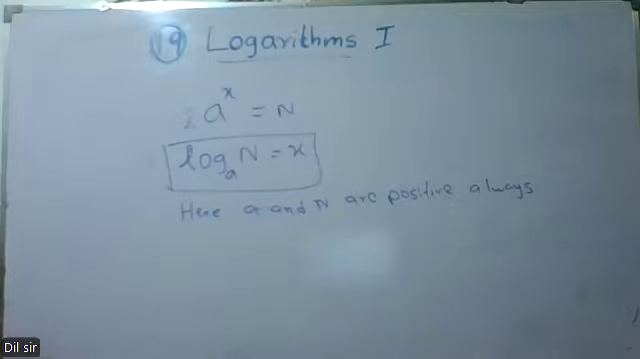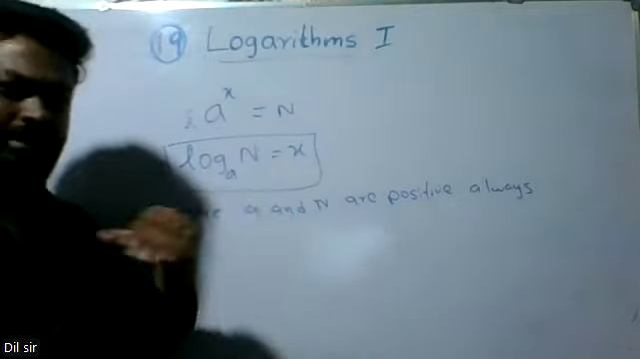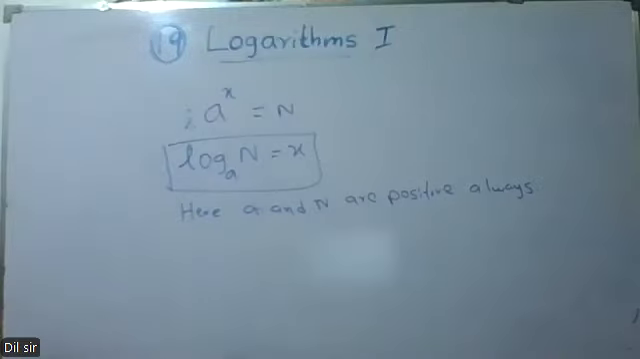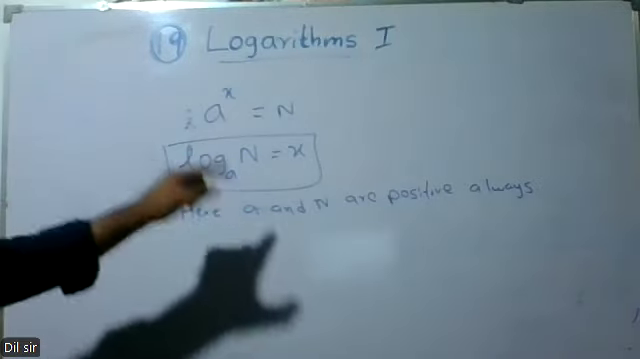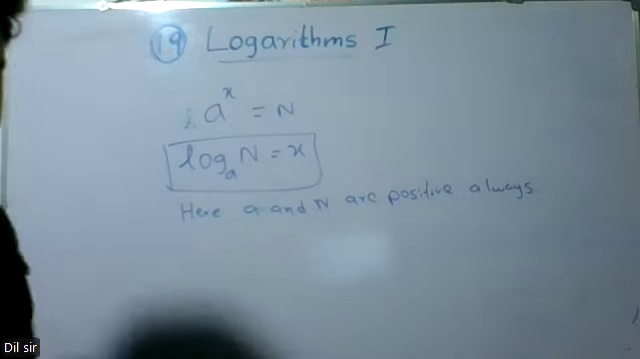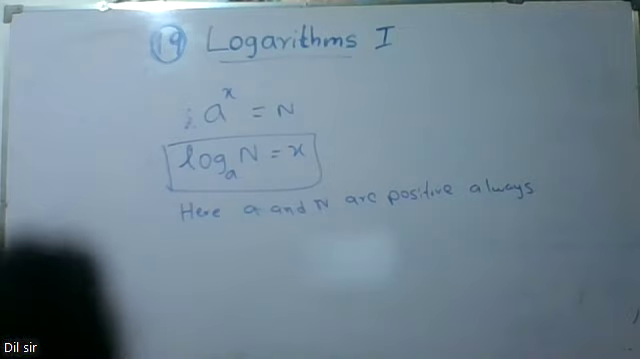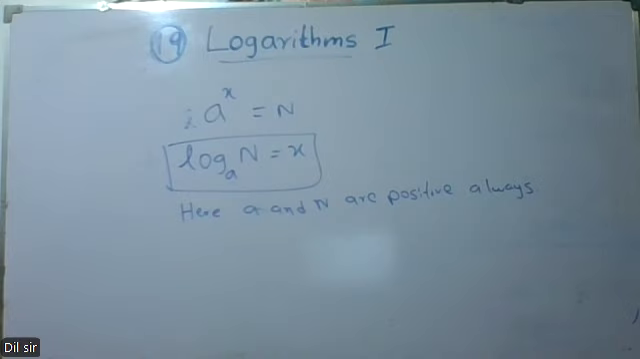Take this: a and n. Son, a is never negative, so this n value also can never be negative. It cannot be negative if a is positive. Here a and n are always positive. Those are the logarithms that are defined. No logarithms with negative bases.